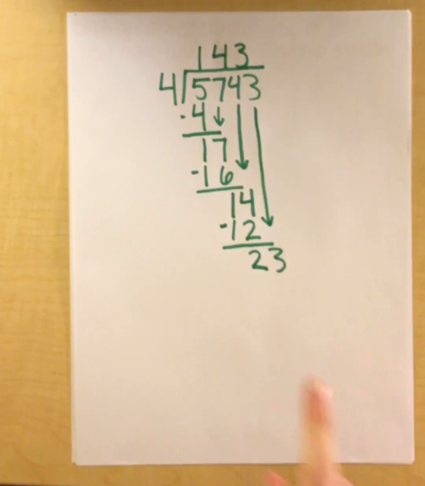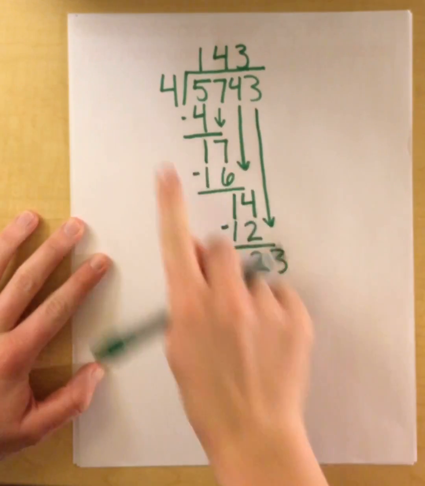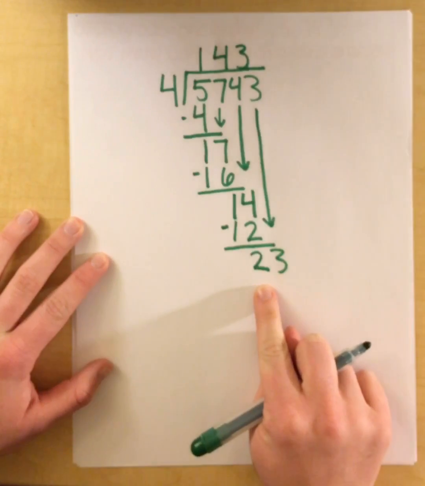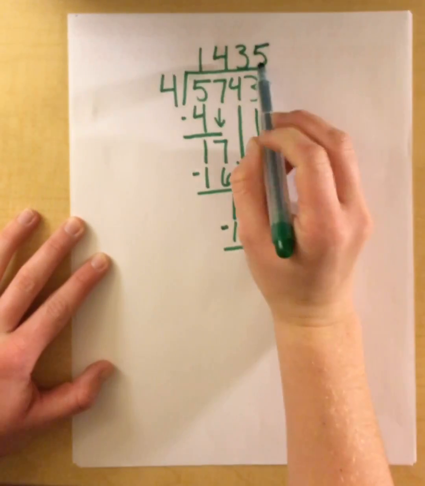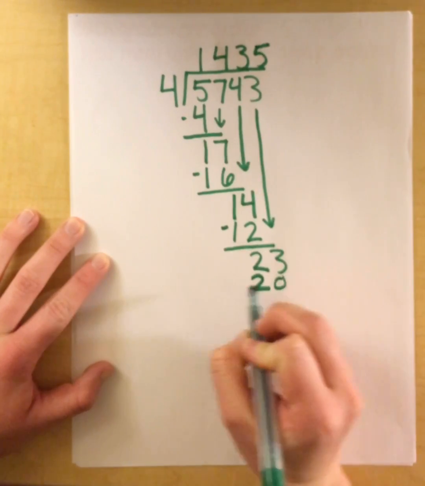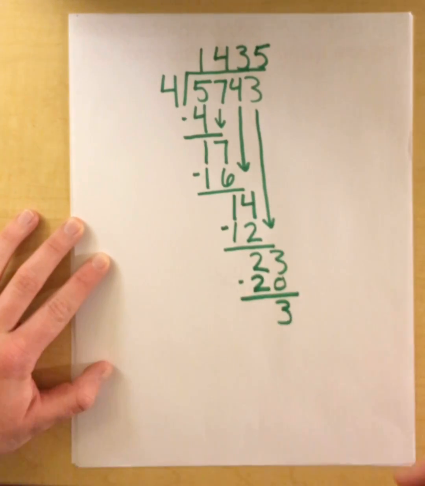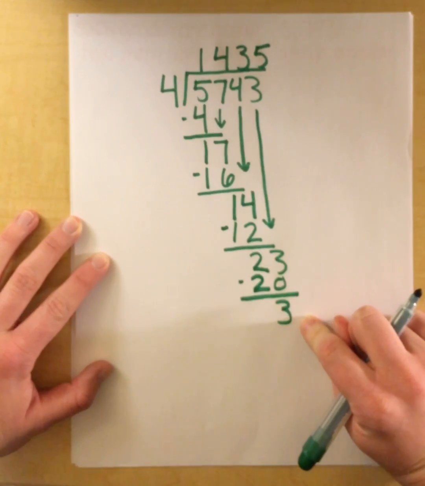Now what we are asking is the same as what it really is. So how many times can 4 go into 23? We know it can go into 23 5 times, because 5 times 4 is 20. Now we're out of place values to bring down. And the remainder that we're left with is 3.